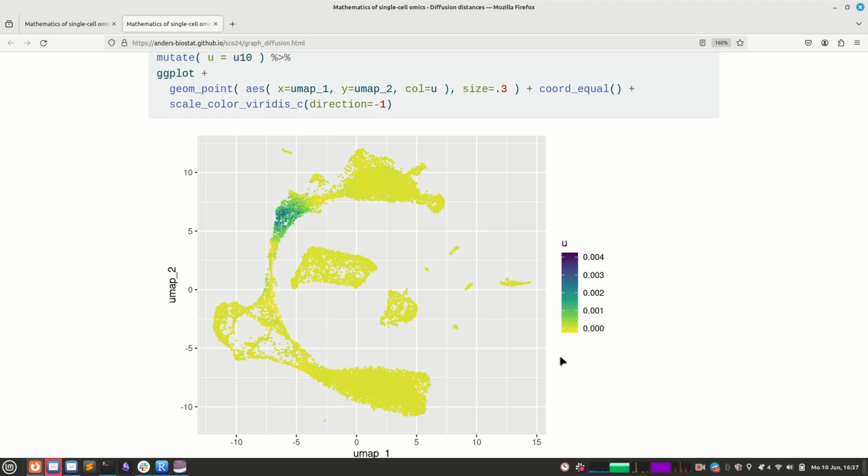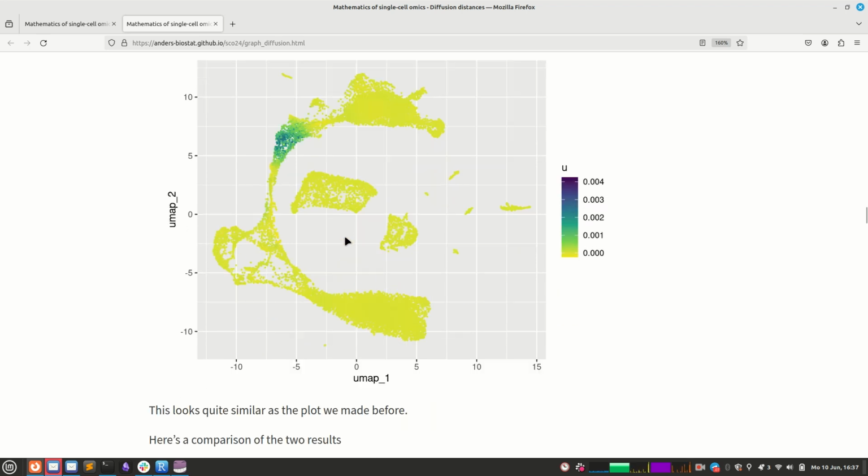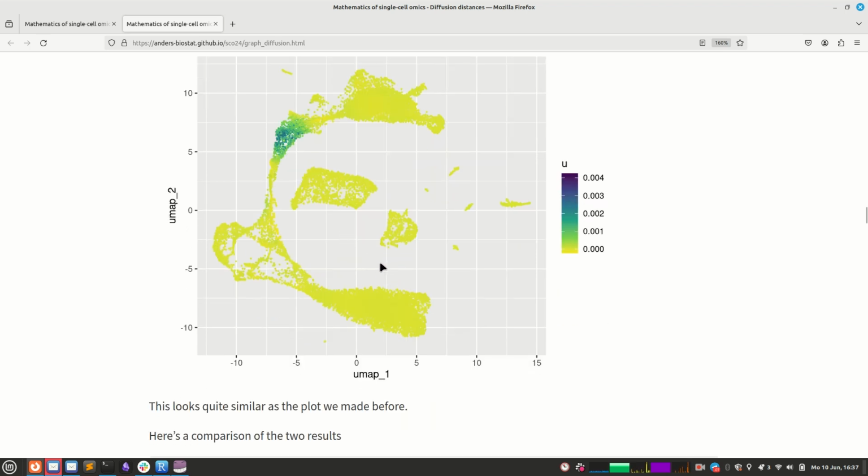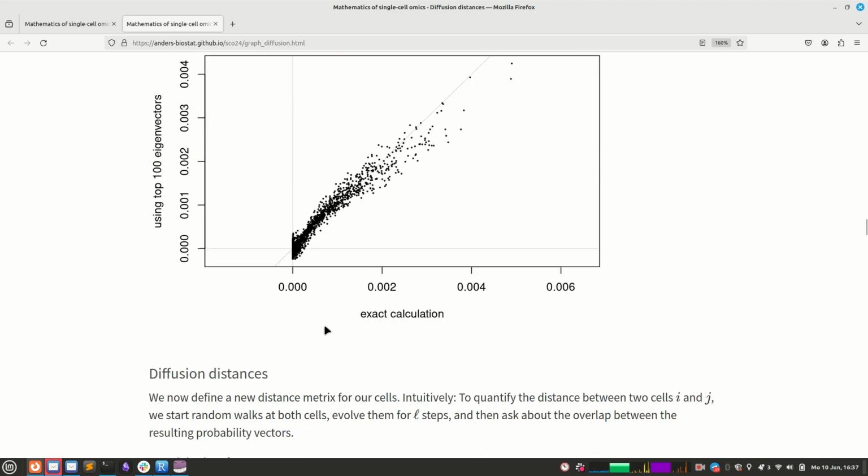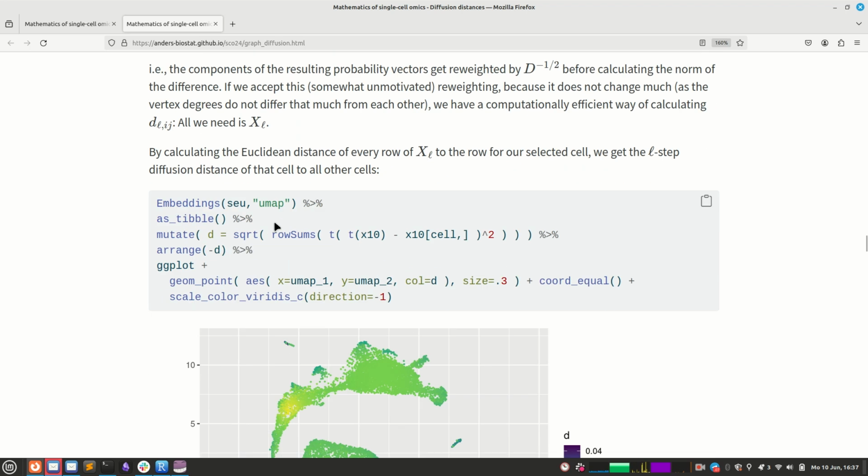Of course, this means that in order to assess your data, you have to try different numbers of steps and see which is most suitable to answer the question you want to answer at the moment. And I want to show you how this works in practice.